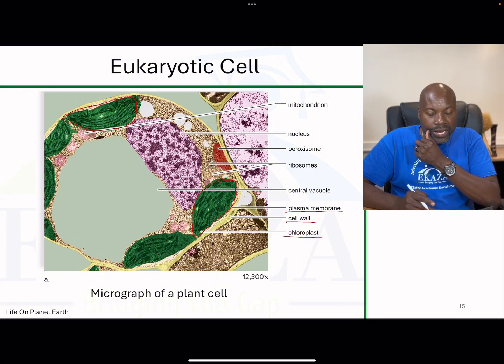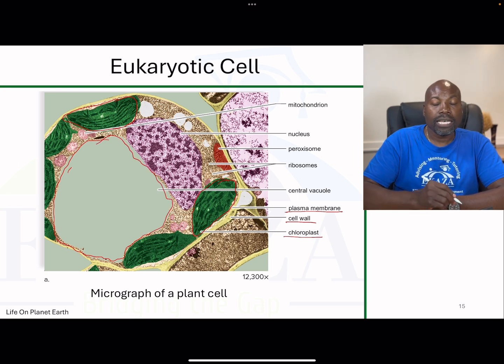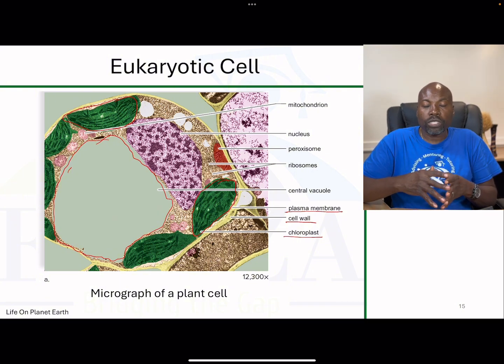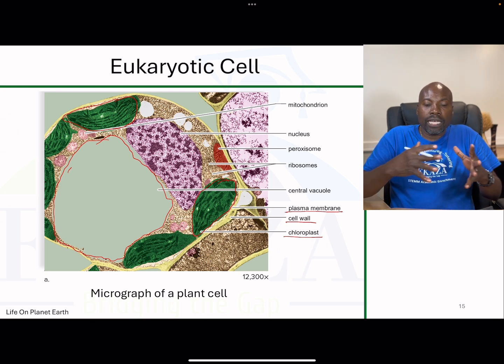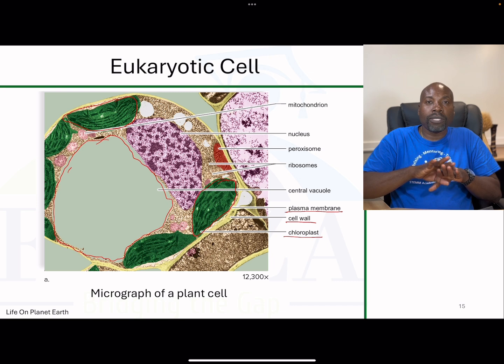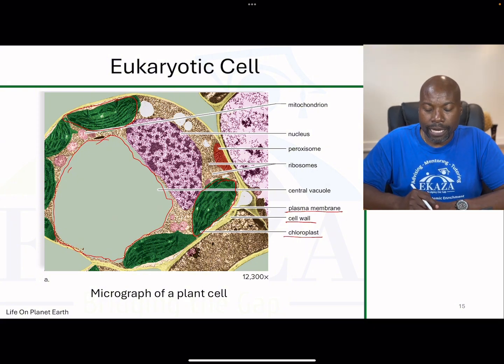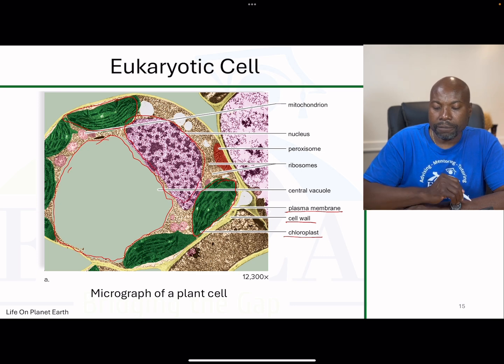Then we're going to have a humongous structure here. That humongous structure is called the central vacuole. That central vacuole is essential to store water and many other things, and cause the plant cell to take up volume and push the membrane against the wall so that the plant can be stiff and upright. Then you have the nucleus of a plant cell right here.